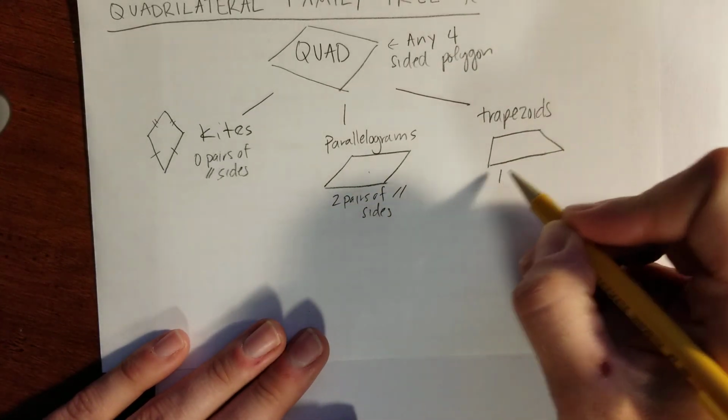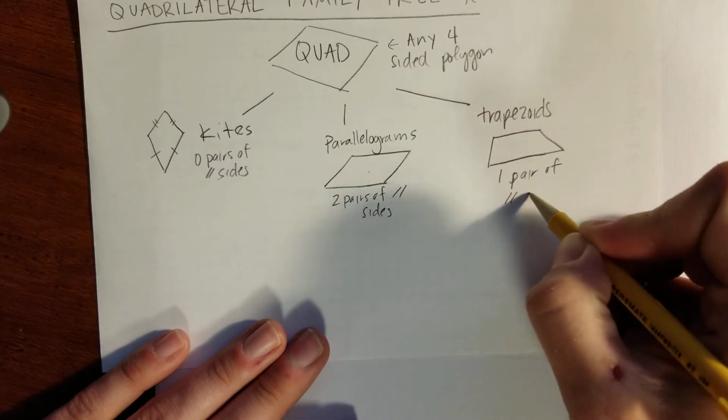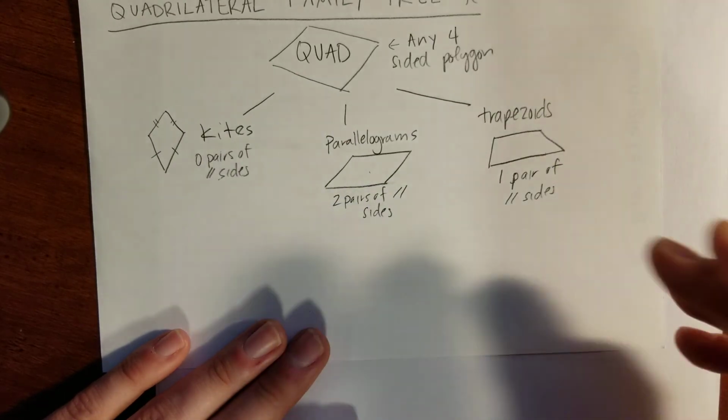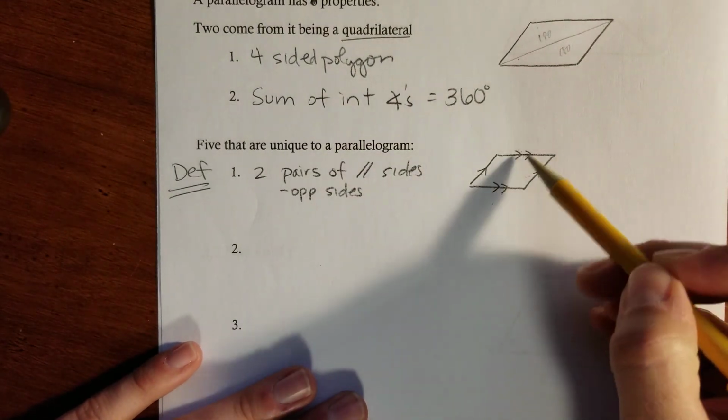So when we get to that, we'll be talking about how this has 1 pair of parallel sides. All right, we'll get to that. Don't stress about that yet. All right, so what defines a parallelogram?